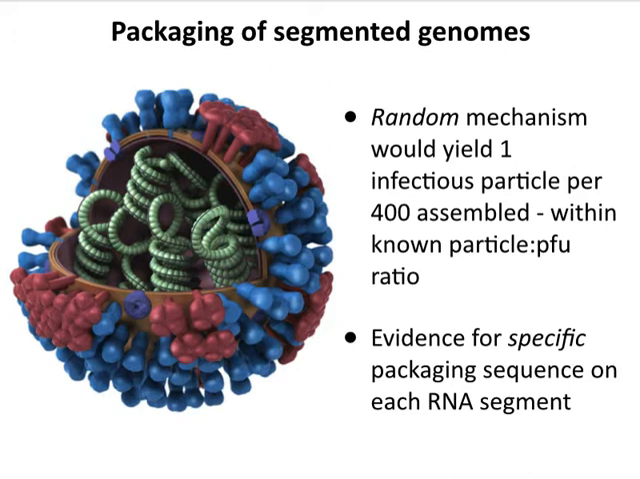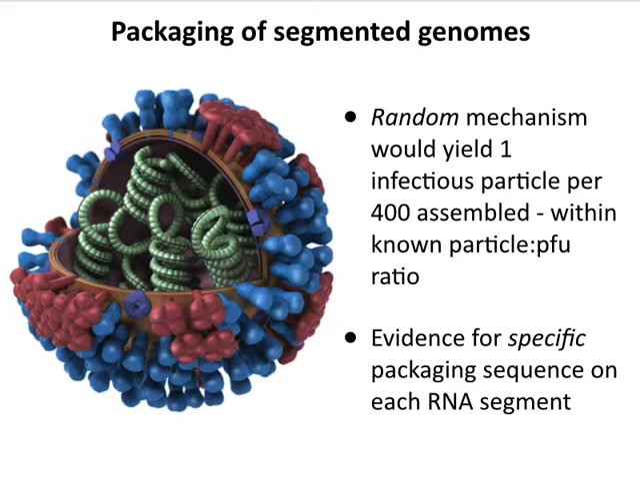Well, some people think there's a random model where you basically just package whatever you can grab. And if you did that, if you do the math, it turns out that you would get one infectious particle for every 400 assembled. So in other words, if you package randomly 8 segments, you pull them out of the pool of RNAs in the cell, 1 in 400 would get the right 8, no duplications, no missing segments, and they would be infectious. And that's in line with the particle to PFU ratio of this virus. So a random system could be in effect.